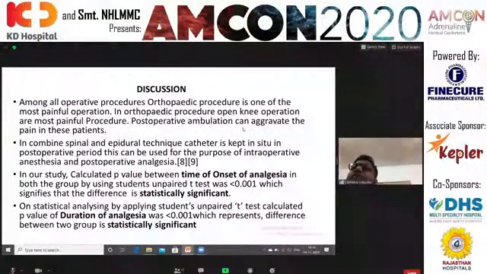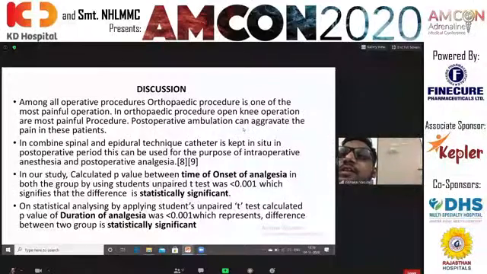So in discussion, orthopedic procedure is one of the most painful procedures. A combined spinal plus epidural technique can be used where the catheter is kept in situ for postoperative analgesia. In our study, we compared two drugs and p-value was calculated. First is for time of onset of analgesia. P-value calculated was statistically significant between the groups. Onset of analgesia was faster in fentanyl. Duration of analgesia was statistically significant. Duration was higher in drug tramadol. Next.